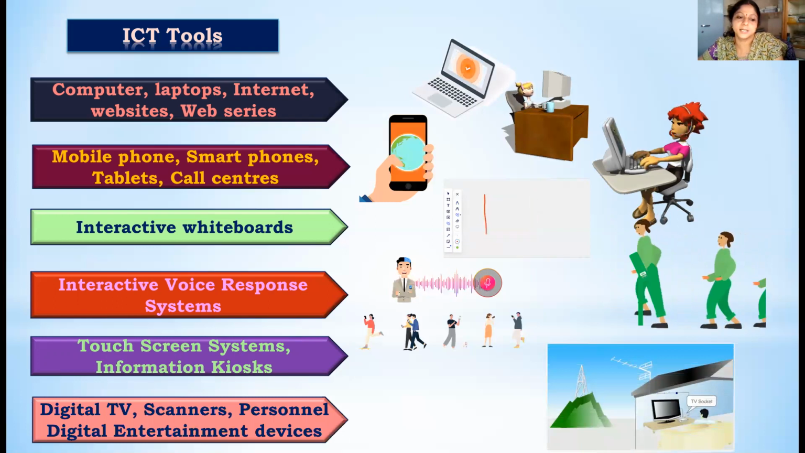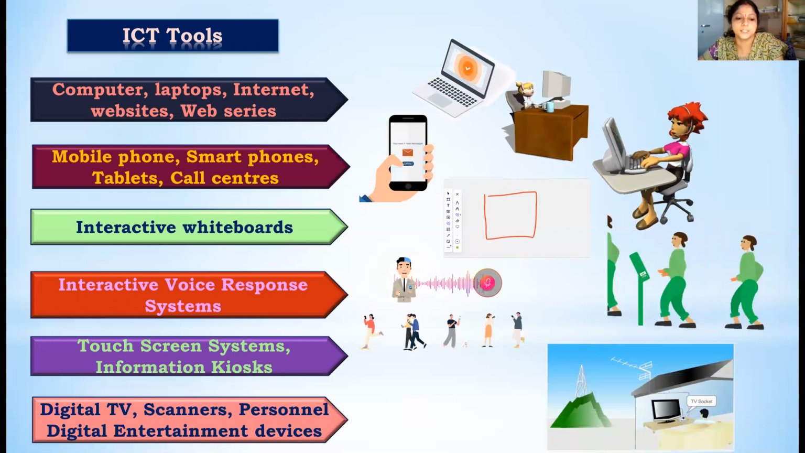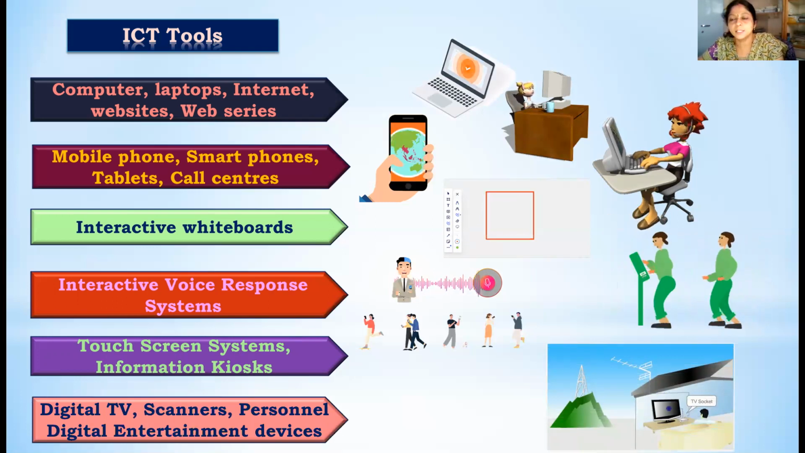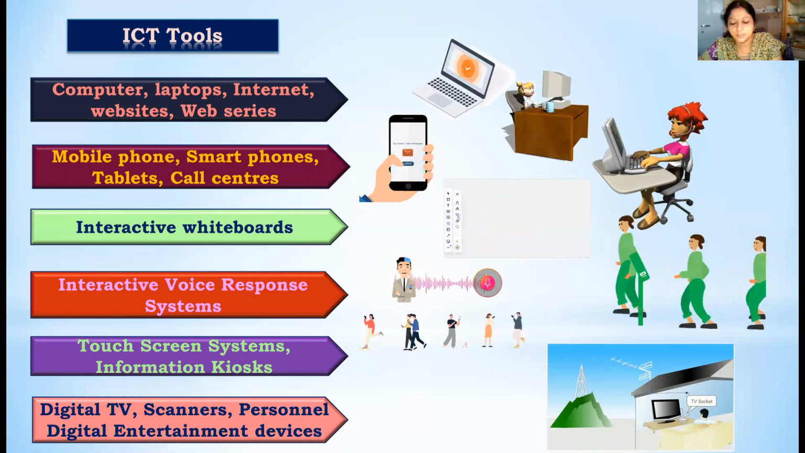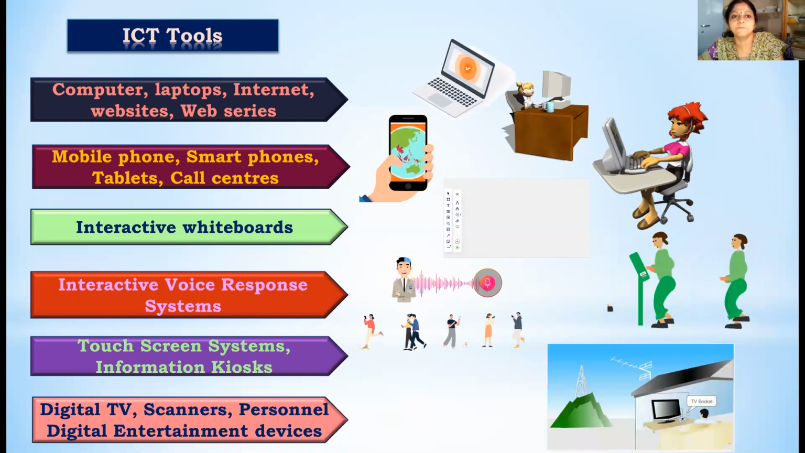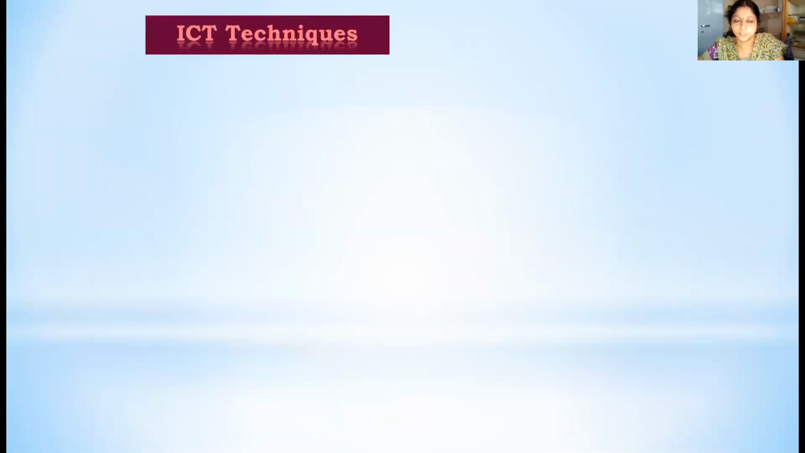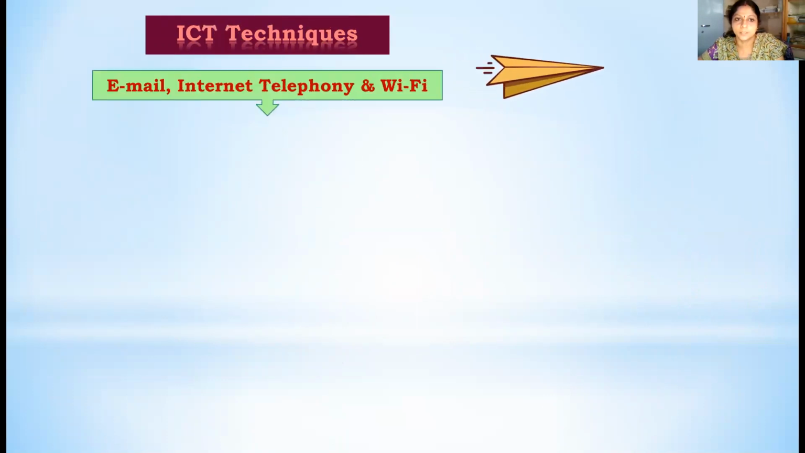And the next comes the digital TV, scanners, and personal digital entertainment devices. That is nothing but television, radio, or maybe community radios. All these things we can use to transfer information by means of e-extension tools. By using these tools, what are the ICT techniques used? The first important one is email, internet telephony, or Wi-Fi.